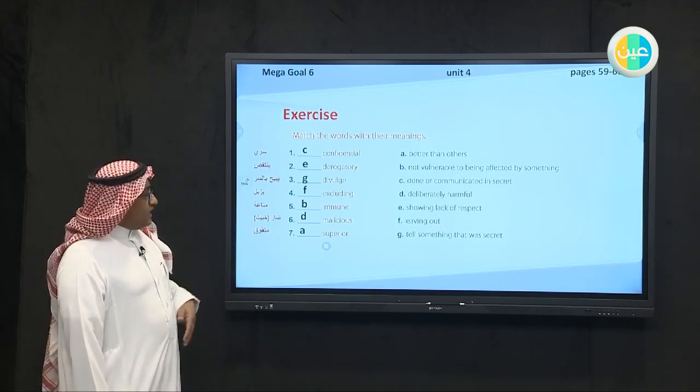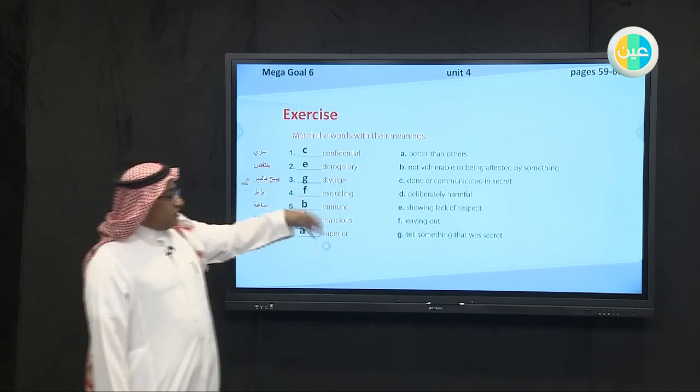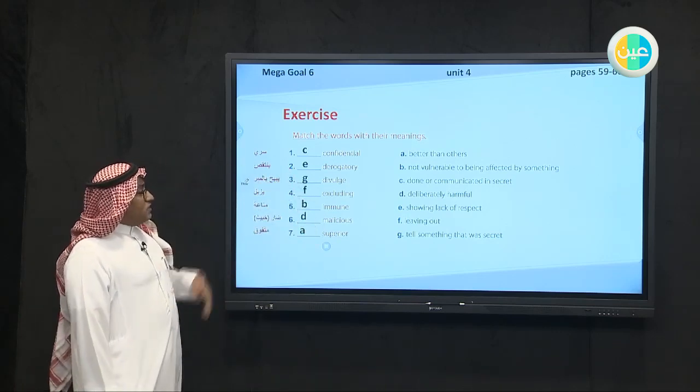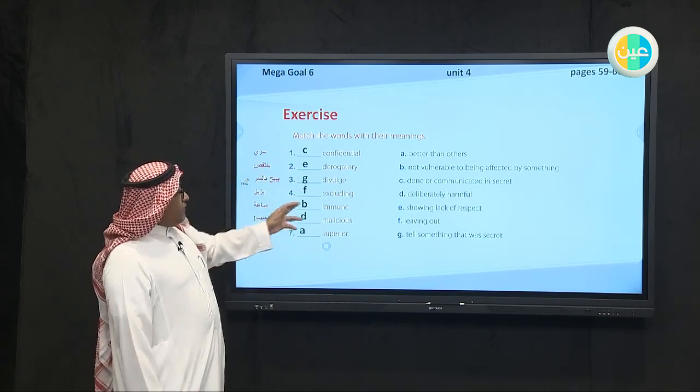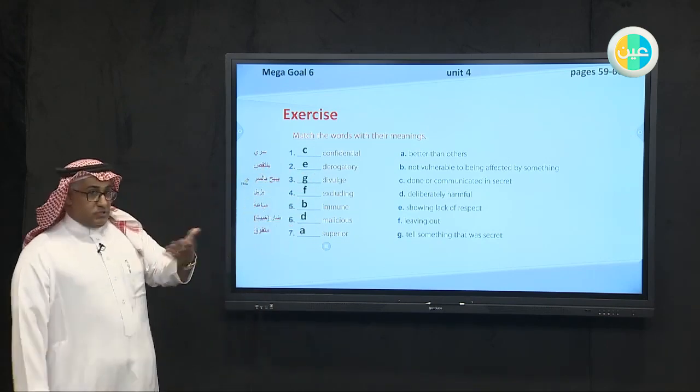Okay, guys, these seven words, I will give you their meanings in Arabic because it will help you to understand them clearly and better than explaining in English. Confidential, sirri; derogatory, ينتقص; divulge, يبيح بالسر, to say some things.